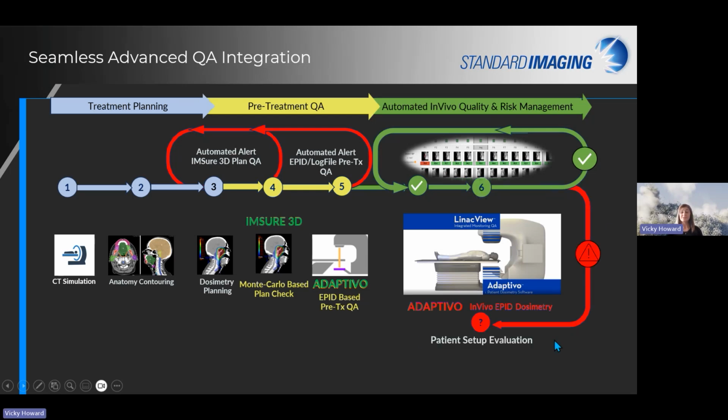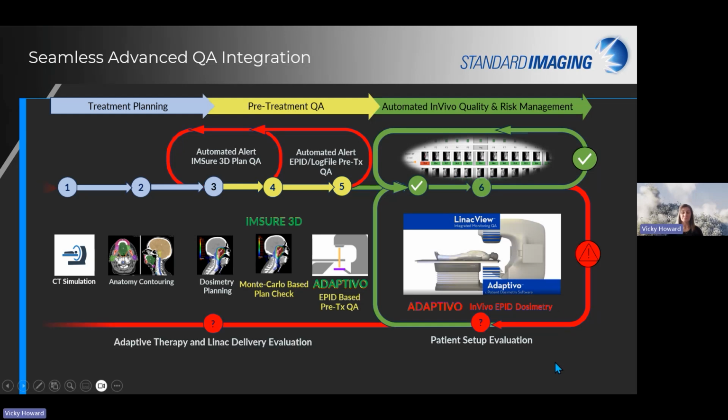Now, if there is an alert, for example from Adaptivo, the first thing most clinics would do is evaluate the setup. Is the patient positioned the way they were positioned for the CT simulation? If there was an issue, it allows the clinicians to quickly fix that before the next fraction, and then they can see right away whether their fix actually corrected the issue.